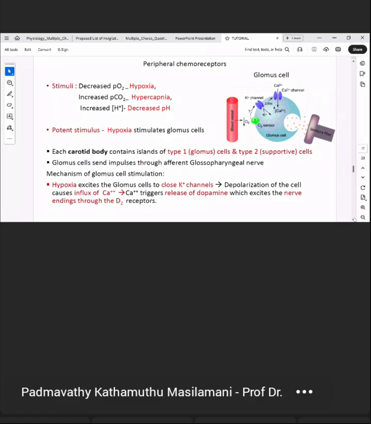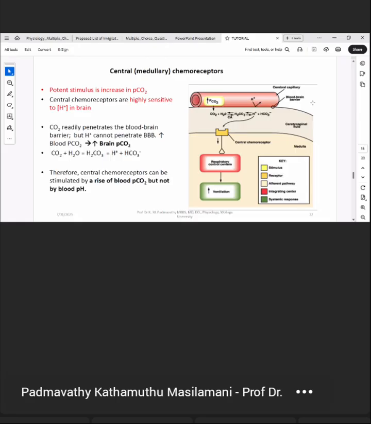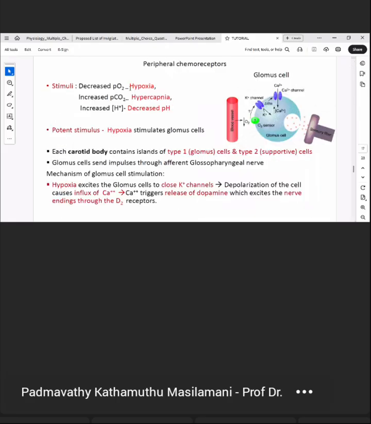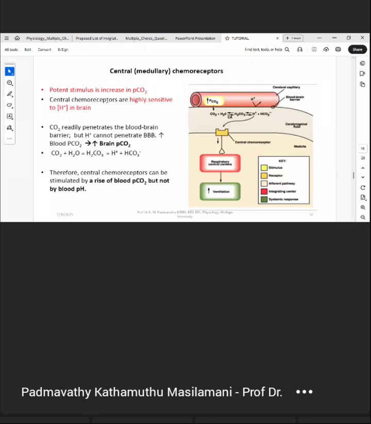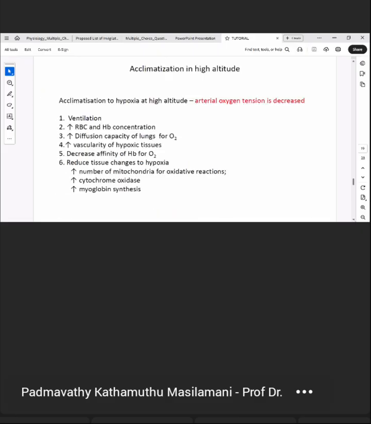Chemoreceptors I already discussed along with the CVS. So mainly the peripheral chemoreceptors are stimulated by hypoxia, but central chemoreceptors are mainly sensitive to hypercapnia and also decreased pH. They are sensitive to an increase in PCO2, and H plus ion is very sensitive in stimulating the central chemoreceptors. Because H plus ion cannot cross the blood-brain barrier, only carbon dioxide can cross the blood-brain barrier, and locally in the brain interstitium it forms H plus ions.